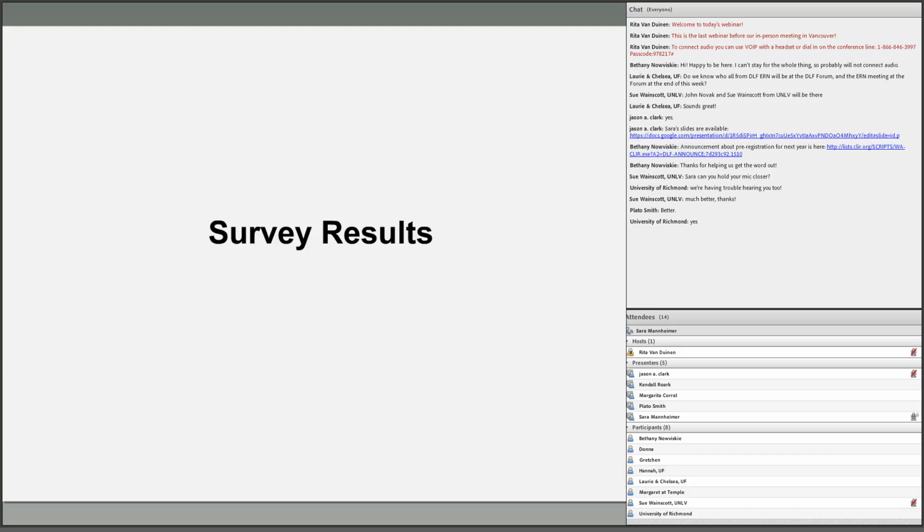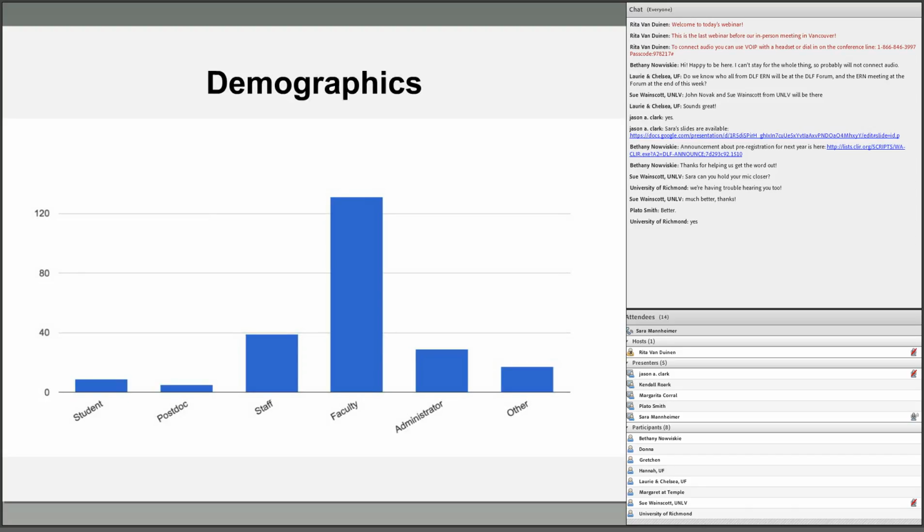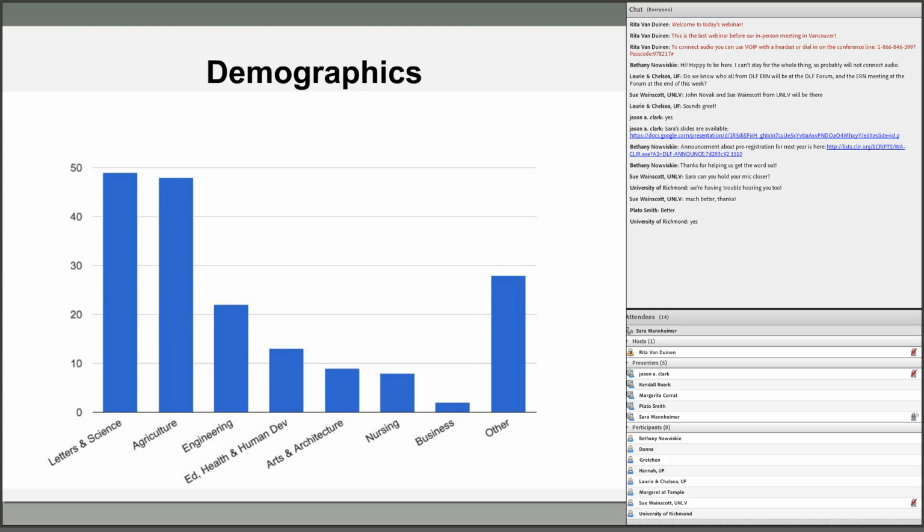So let's move to our results. We heard mostly back from faculty and then some staff and administrators. Most of our respondents were from the College of Letters and Science, College of Ag, and College of Engineering.